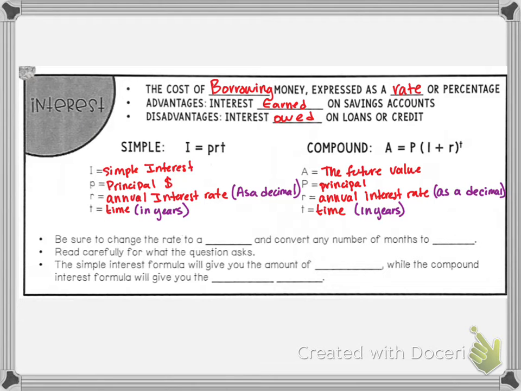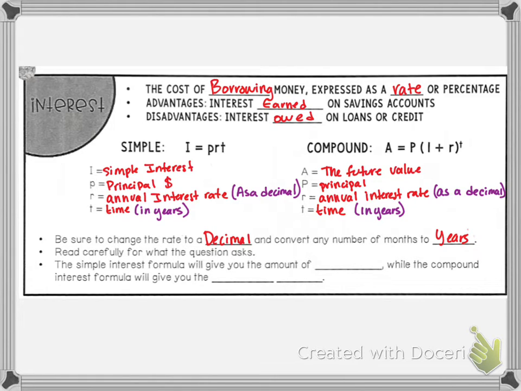Right. Below we have little notes that say, be sure to change the rate to a decimal and convert any numbers of months to years. So let's say it gives you 16 months. To get that into years, we just divide it by 12, and then you would have 1.3 as your T. Right.